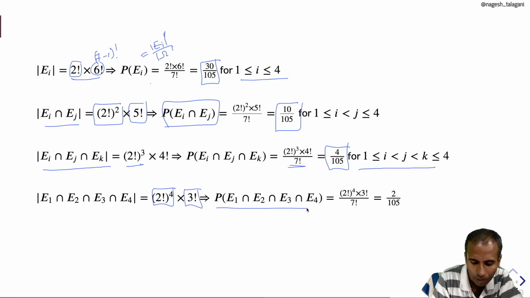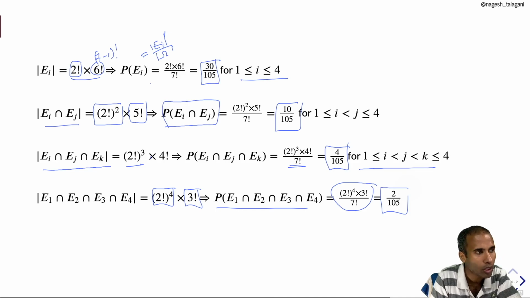Then the probability is going to be 2 factorial to the power of 4 into 3 factorial by 7 factorial. This gets simplified to 2 by 105. Now we've got all the probabilities required in the principle of inclusion-exclusion formula. Now we go ahead and plug it into the previous expression.